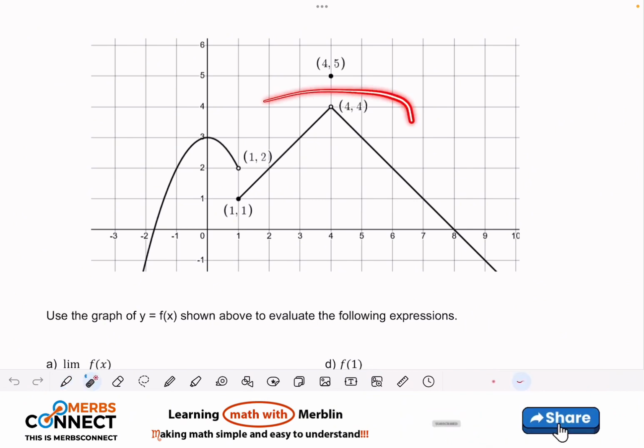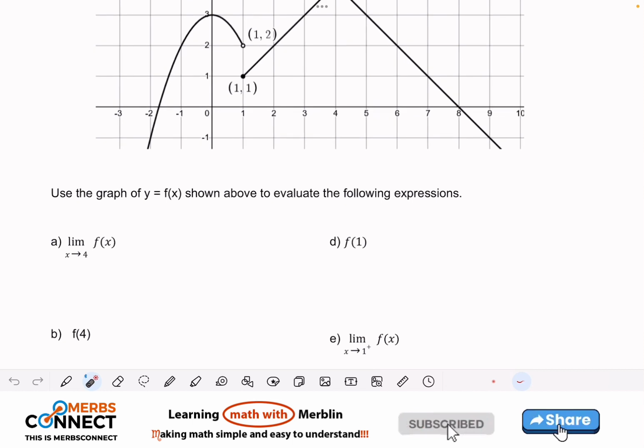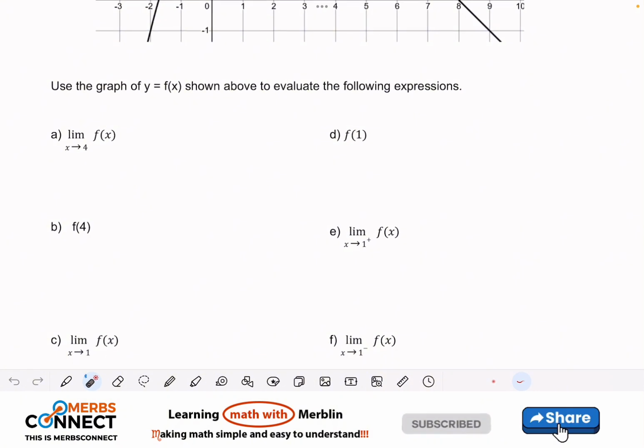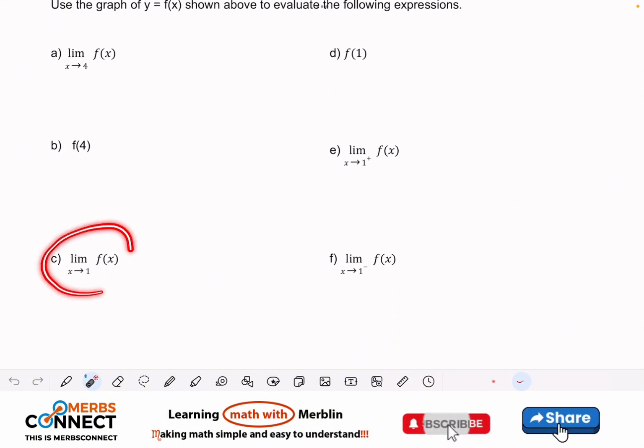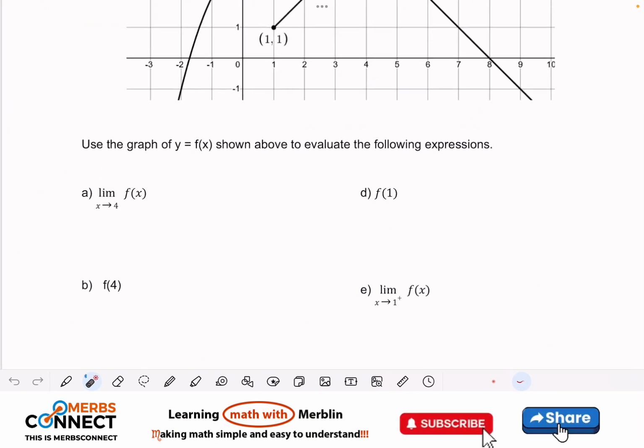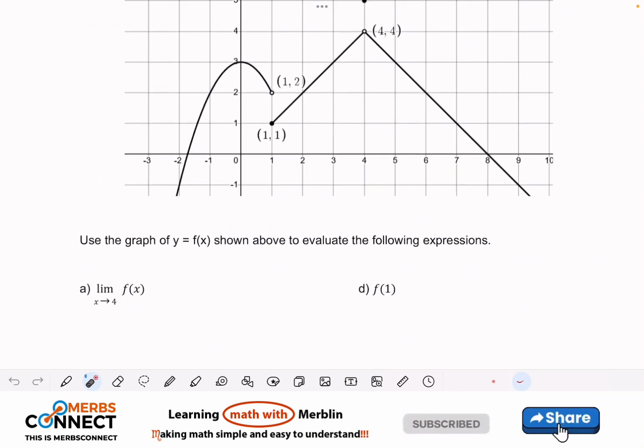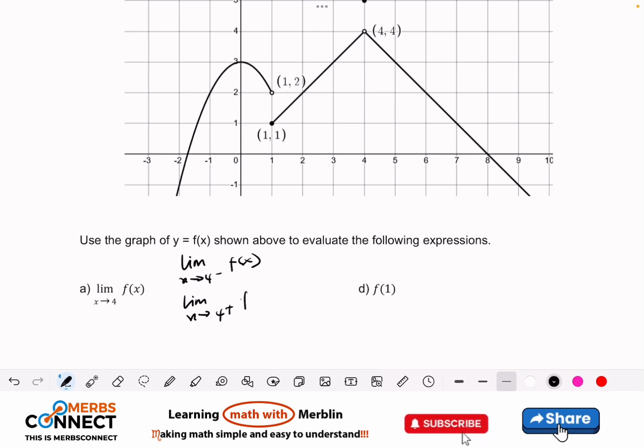So we have this graph here, and we want to use the graph to find this, that, this, and that. Right. So I'll say something small about limit. For us to find the limit as x is approaching 4 of f of x, we need to find the limit as x is approaching 4 from the left of f of x, and also find the limit as x is approaching 4 from the right of f of x. So let's go and check it out.